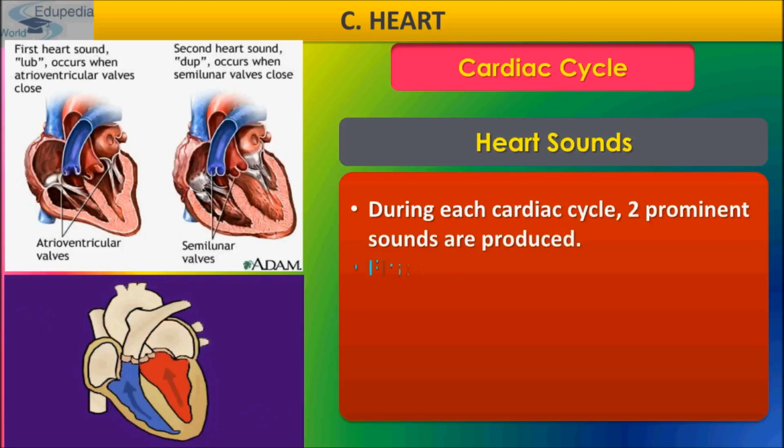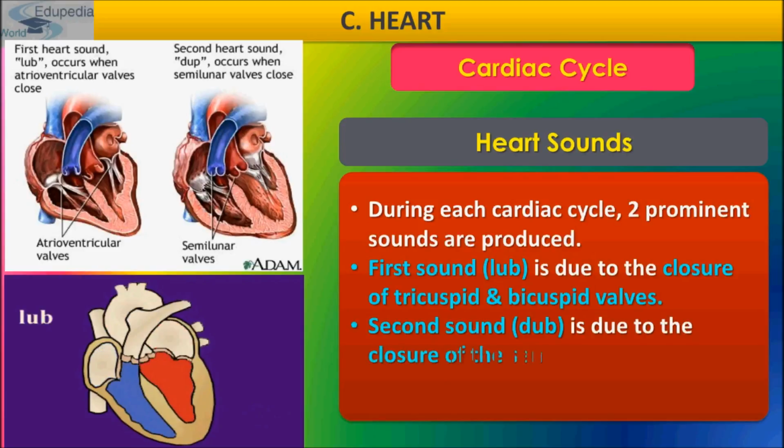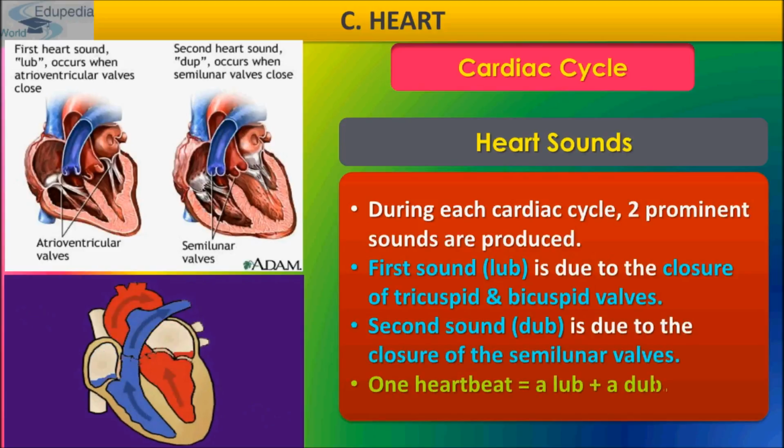So, during each cardiac cycle, two prominent sounds are produced. As I have told you earlier, the first sound is called lub. It is due to the closure of the bicuspid and tricuspid valves and partly to the contraction of the muscles in the ventricle. The first sound lub is very low pitched, not very loud and of longer duration. This is the first heart sound, lub, that occurs when the atrioventricular valves close.